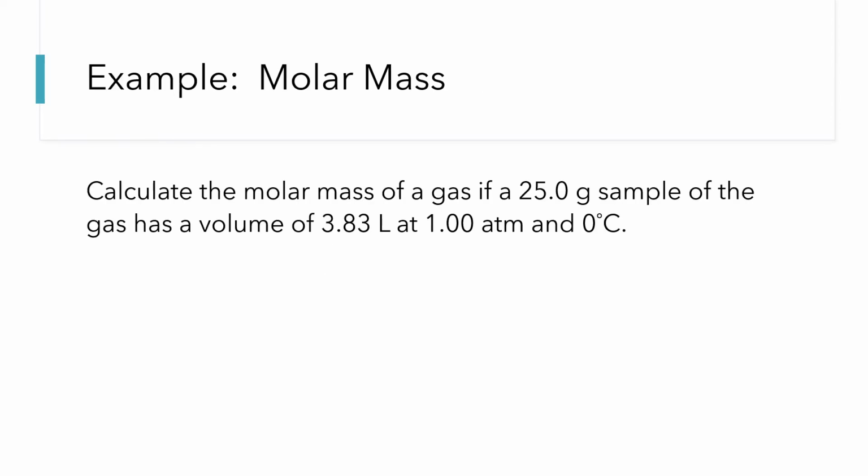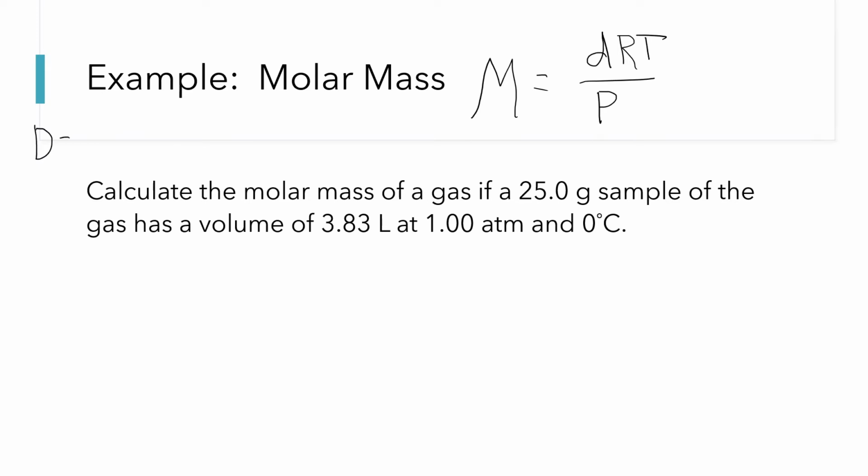So let's take a look at using this equation. The equation for the molar mass is that the molar mass is equal to dirt over P. And we almost have the data that we need in this problem. We have a 25 gram sample of gas with a volume of 3.83 liters, a pressure of 1 atmosphere, and a temperature of 0 degrees C. So we don't quite have density, but we have all of the data we need to find density.